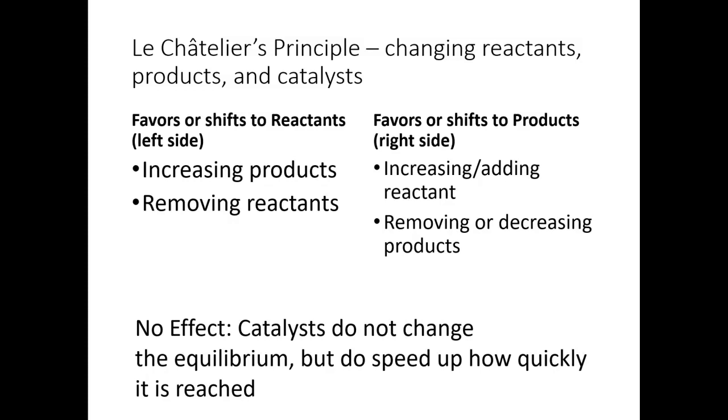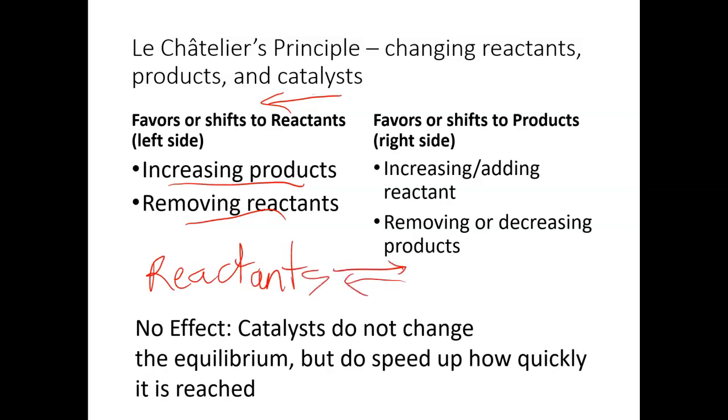So let's take a look at a few things. If we change the reactants, products, or catalysts, things that are going to favor our reactants will shift the reaction to the reactants, so it's going to shift it to the left. Those are things like if you increase the amount of products or you remove the reactants. So remember, we have reactants and we have products. If I dump some more product in here, it's going to shift my reaction backward to reach the ultimate equilibrium.